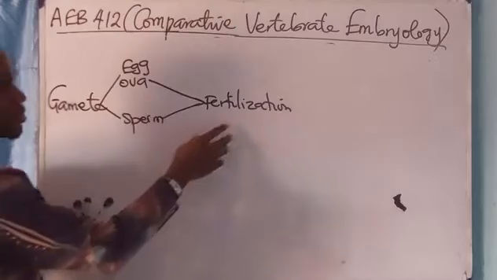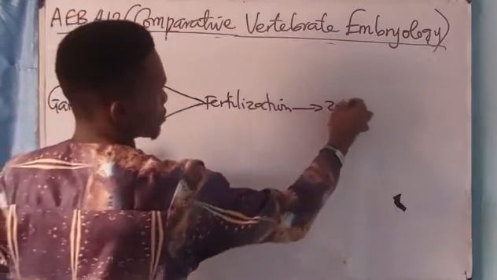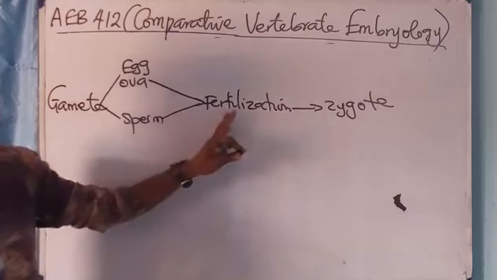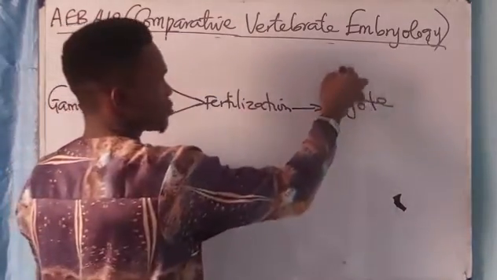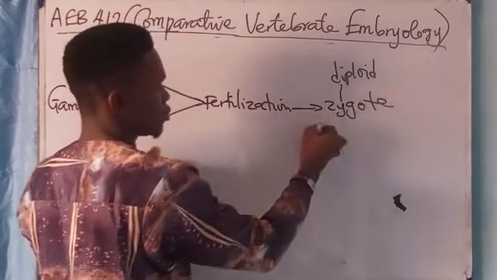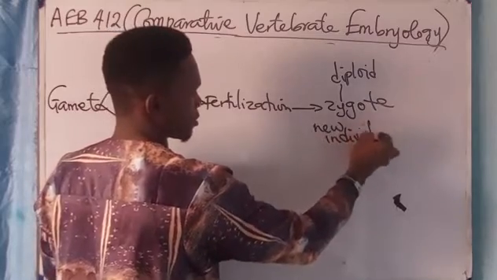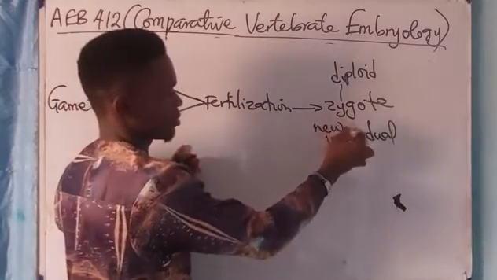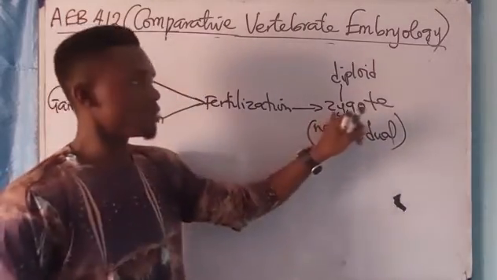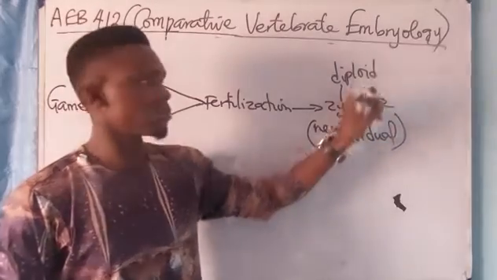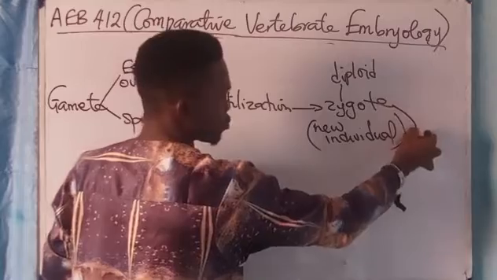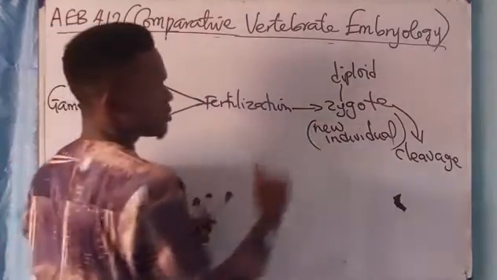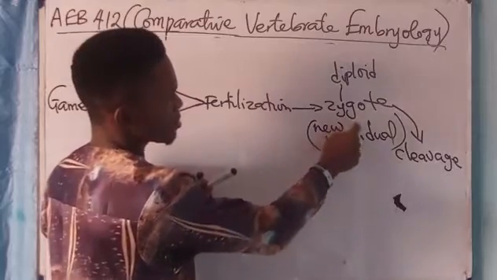Alright, so you have fertilization, which will now produce what? Zygotes. The fusion of the egg or ova and the sperm through fertilization produces zygote. Now this zygote is actually what? Diploid. And this zygote will produce a new individual. Once zygote is formed, it develops into a new individual, and this zygote is diploid. Now, as soon as this zygote is produced, it undergoes what? Cleavage. Now, cleavage means the division of the daughter cells of these zygotes produced.